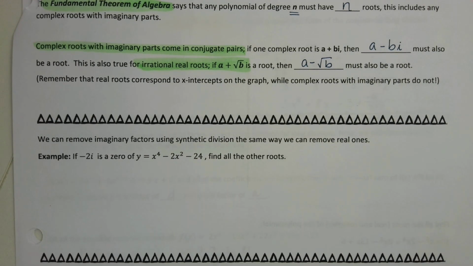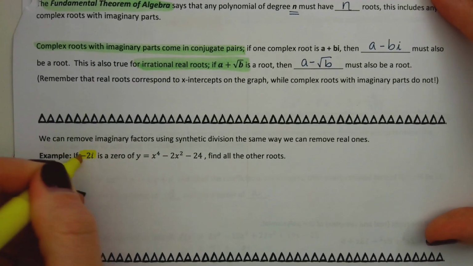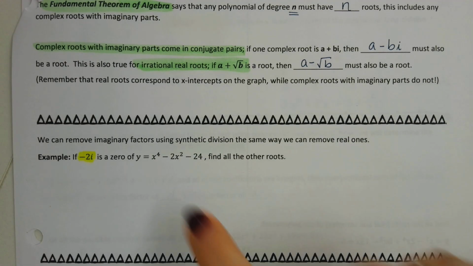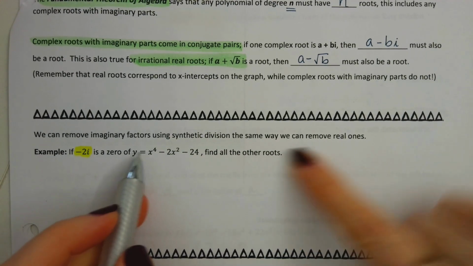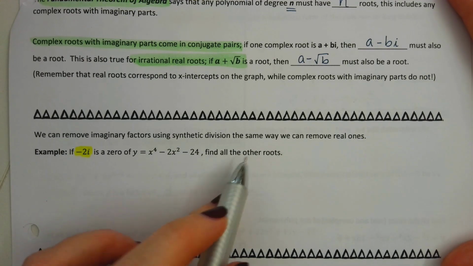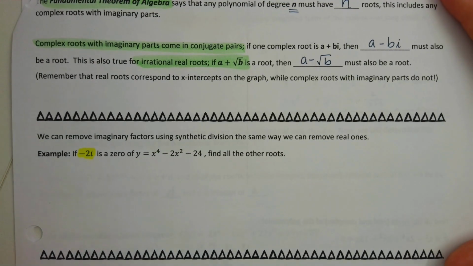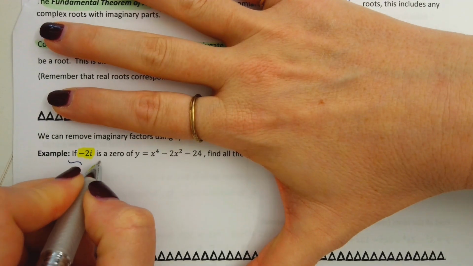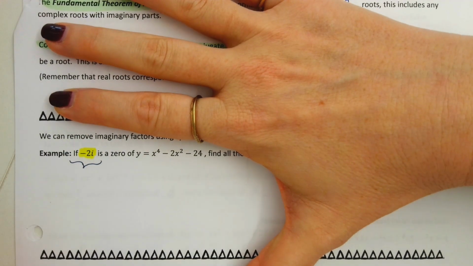So this first one says, if negative 2i is a 0 of this polynomial right here, x to the 4th power minus 2x squared minus 24, find all the other roots. Well, first of all, if negative 2i is a 0, what's also a 0 then?